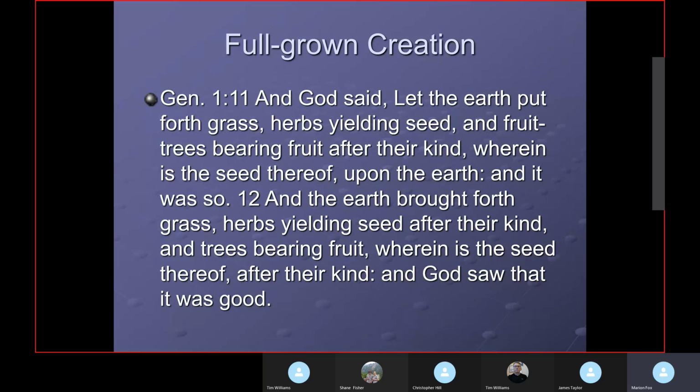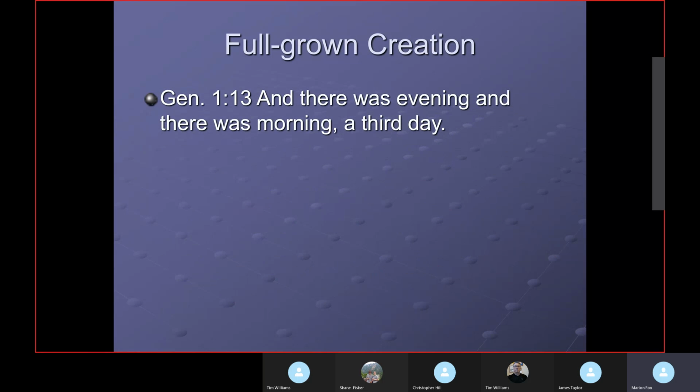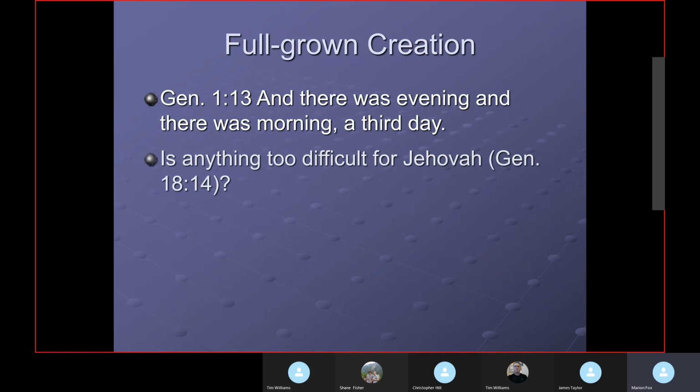And God said, let the earth put forth grass, herb yielding seed, and fruit trees bearing fruit after their kind, wherein is the seed thereof on the earth, and it was so. So the herbs were yielding seed already, and grass and fruit trees. All right. And the earth brought forth grass, herbs yielding seed after their kind, and trees bearing fruit, wherein is the seed thereof after their kind. And God saw that it was good. And it was evening, and it was morning, the 3rd day.